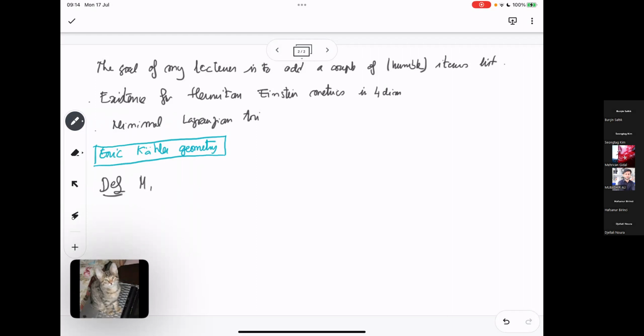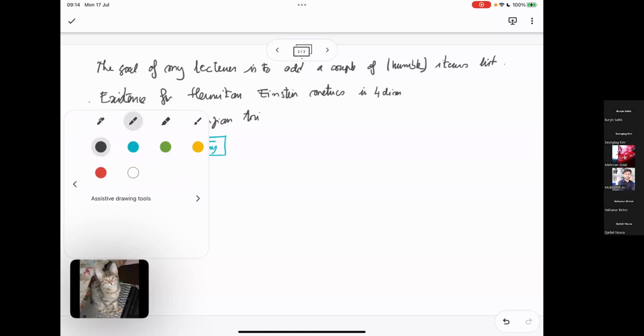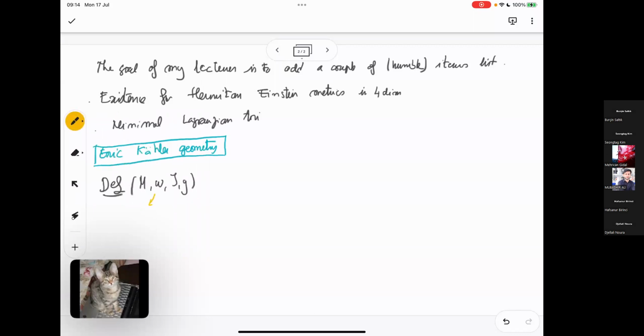So I'm going to be working on Kähler manifolds always. So for me, a Kähler manifold is a list of the following things. It's a manifold, a symplectic 2-form, a complex structure, and a metric. And they have to be compatible in the following way. So a Kähler manifold is the following thing. So first of all, J needs to preserve the metric.